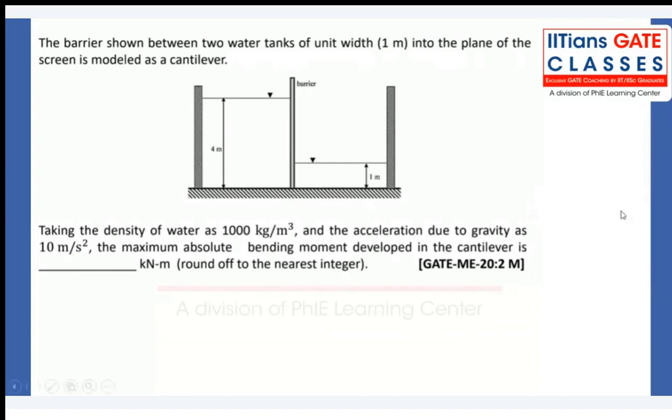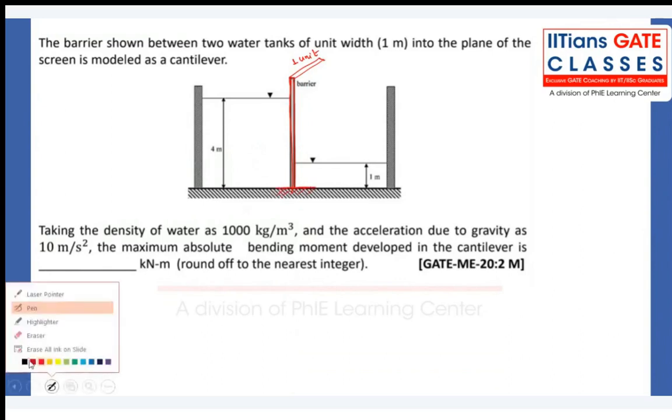So we will try to think of this plate. Here, what you're understanding, there is a barrier which can be seen from the figure. This is the barrier. This barrier has a unit width. This particular width they have given as 1 unit, right? And they mention that it is perpendicular to the plane of the screen, right? And it is modeled as a cantilever beam, because it is fixed at one end and the other end is free. But here on one side we have water, on the other side also we have water, but of different heights.